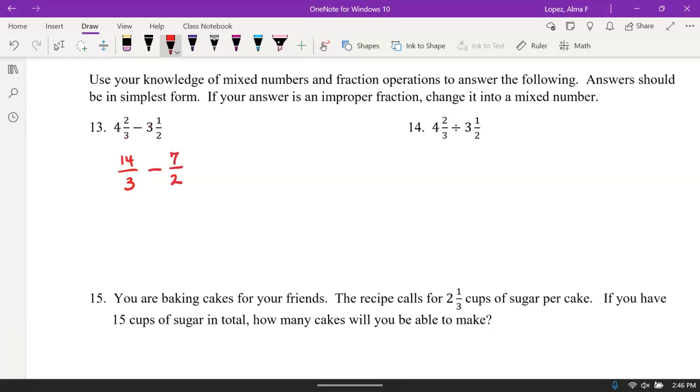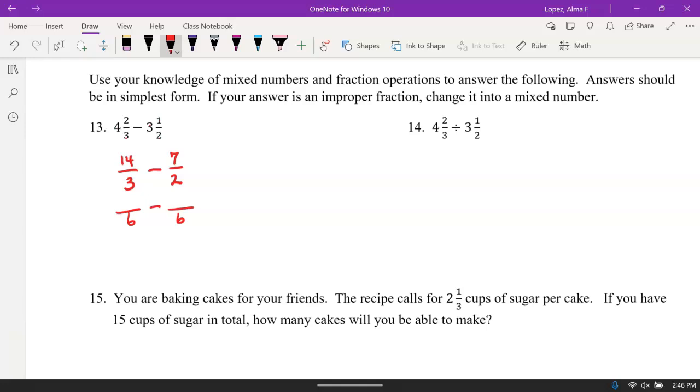Now, in order to add or subtract fractions, remember we need a common denominator. For 3 and 2, I'm going to take the largest one. 3 times 1 is 3, but 2 doesn't divide into it. 3 times 2 is 6, and 2 does divide into it. So 6 is going to be my new denominator.